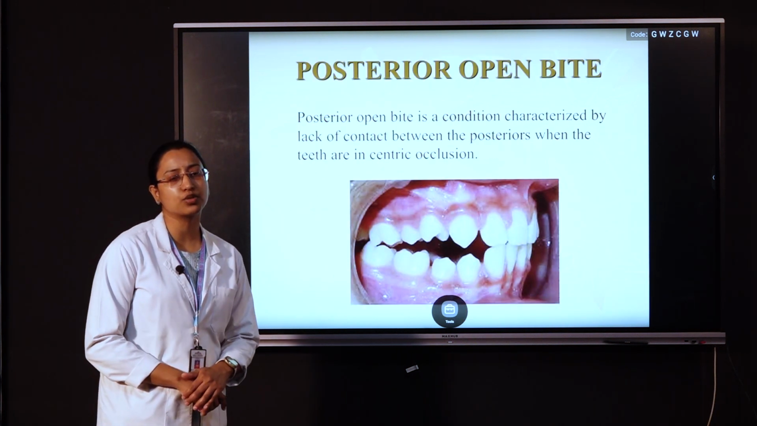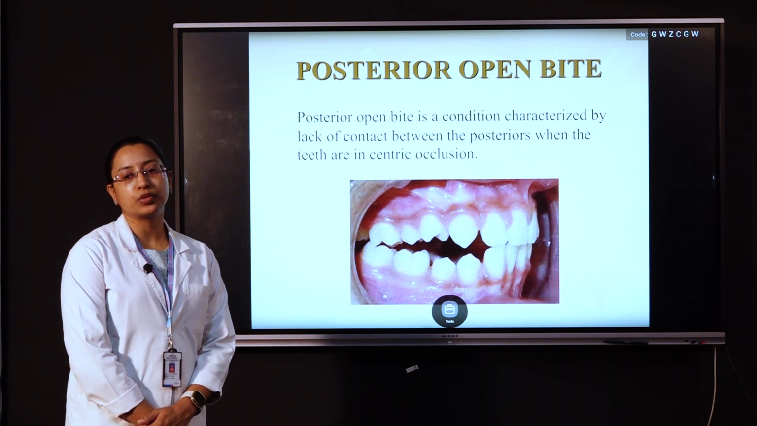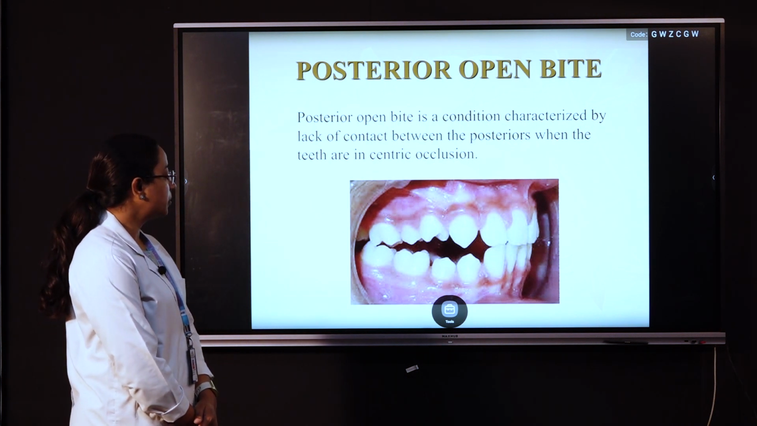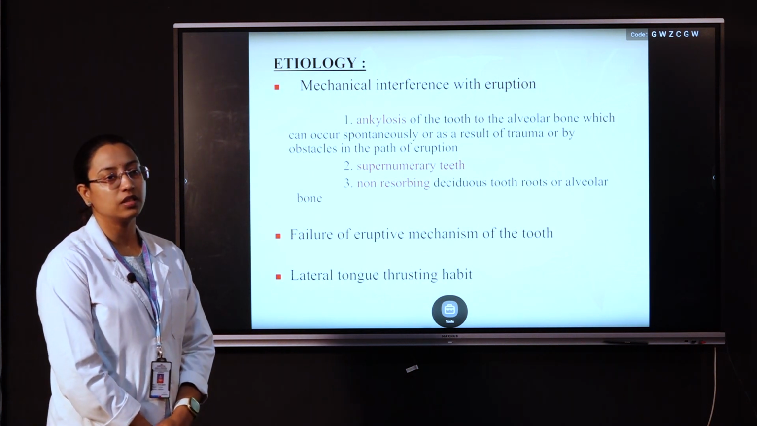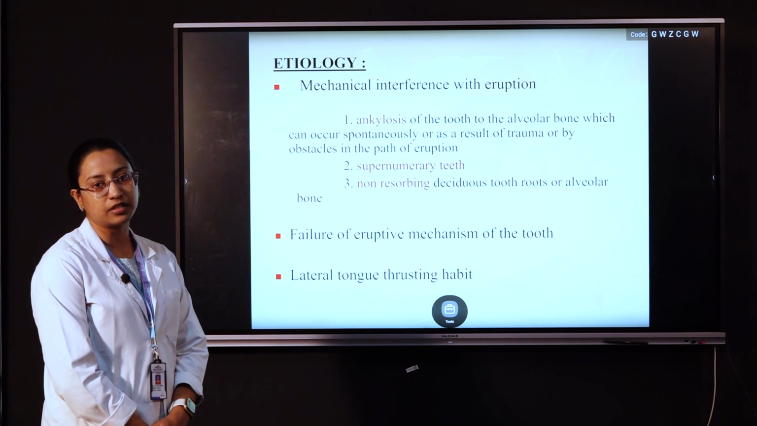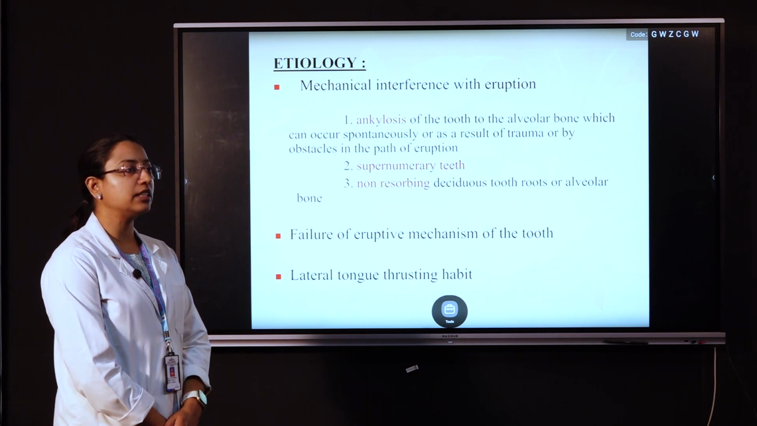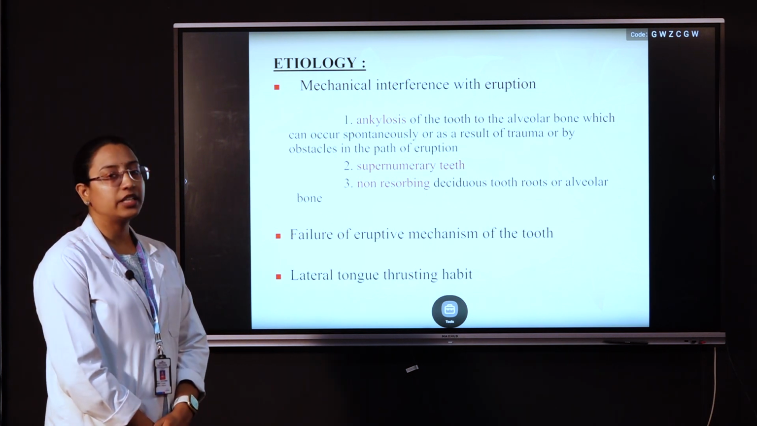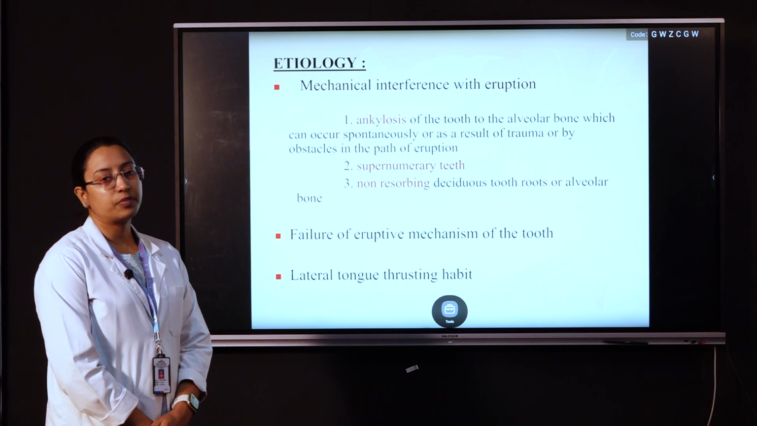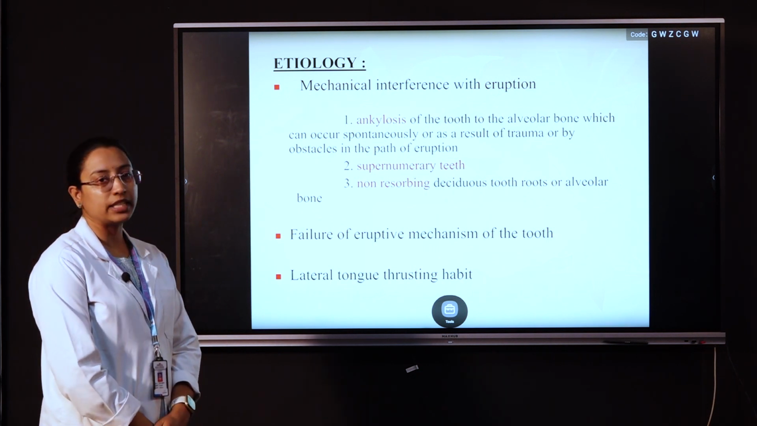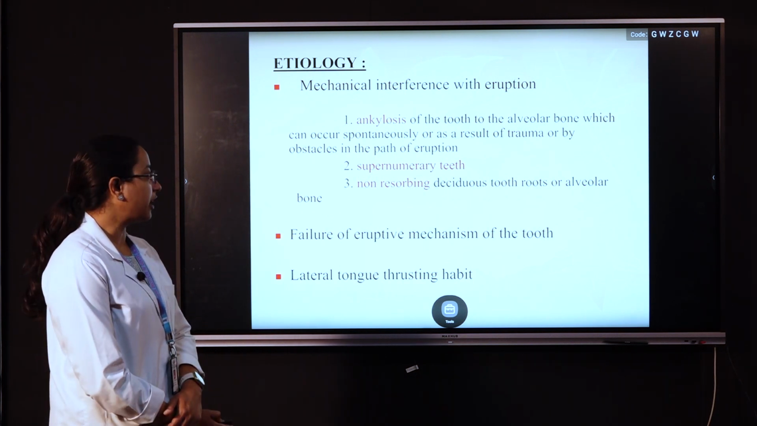Coming to the posterior open bite, it is not that common as we see the anterior open bite. This is a condition where there is no overlap between the posterior teeth. As we see in the picture, there is a gap between the premolar and molar area. Again, the etiology is when the eruption of the teeth is blocked by any mechanical interference. It could be because of ankylosis of the teeth or because of any supernumerary teeth blocking the eruption of the permanent tooth, or because of any non-resorbing deciduous tooth which is retained in the jaw. Also, it could be because of primary failure of the eruptive mechanism of the tooth without any interference from other structures. And lateral tongue thrusting can also be a factor.